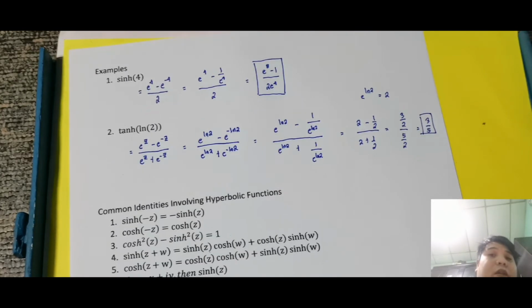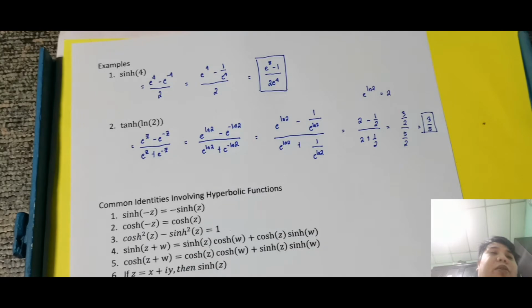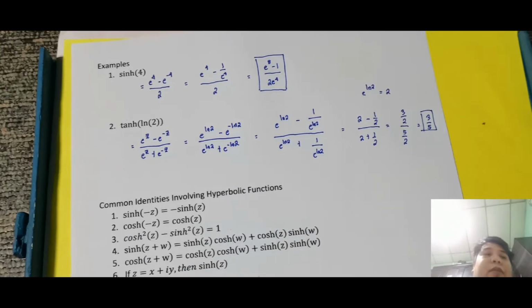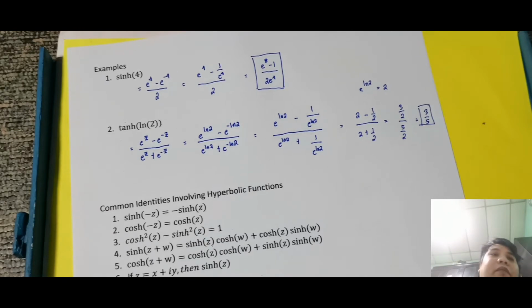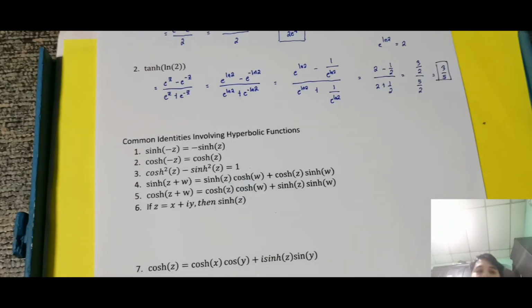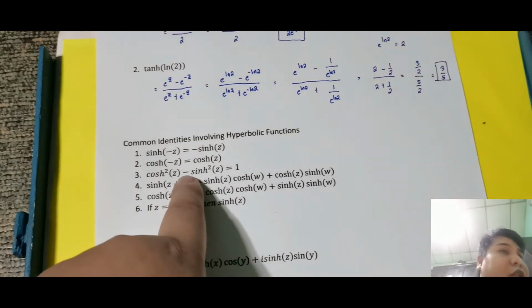Okay? Then syempre meron din identities dito sa hyperbolic function. So common lang din naman siya kay trigonometric, pero since hyperbolic siya, may iba dito. Okay, so check natin common identities involving hyperbolic functions. Number 1, hyperbolic sine of negative z is equal to negative hyperbolic sine of z. Number 2, hyperbolic cosine of negative z is equal to hyperbolic cosine of z. Number 3, square of hyperbolic cosine z minus square of hyperbolic sine z is equal to what? So, hindi plus, minus talaga yan.